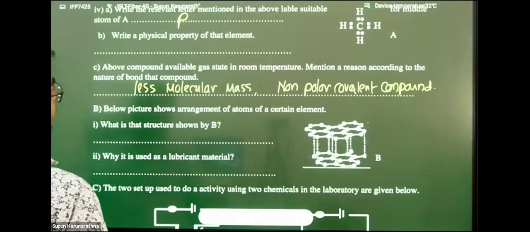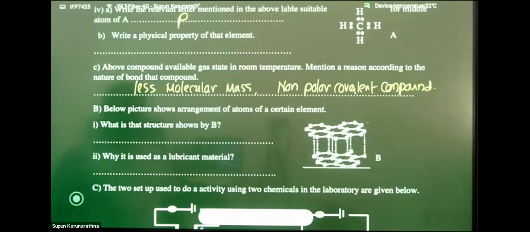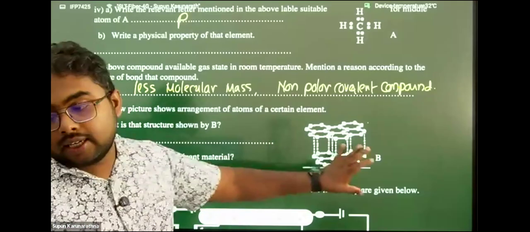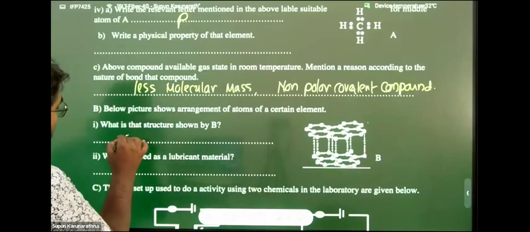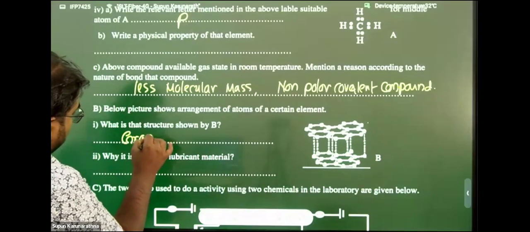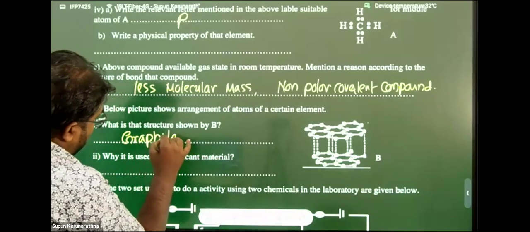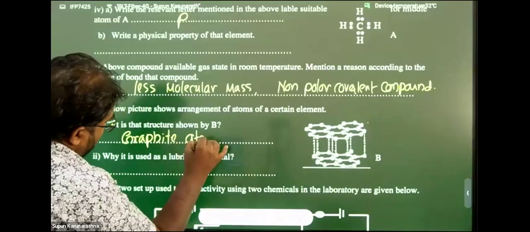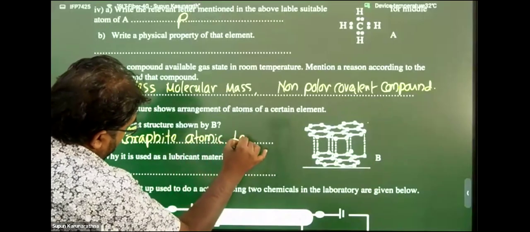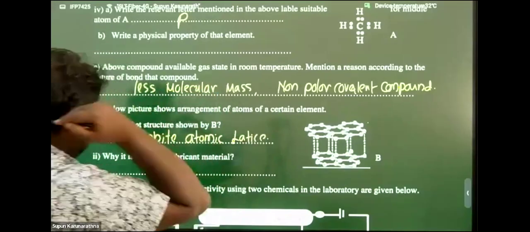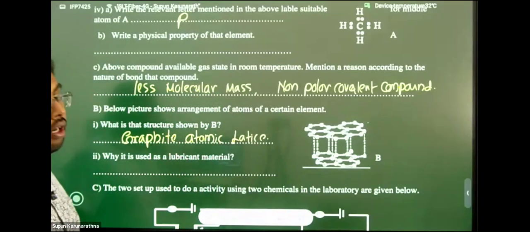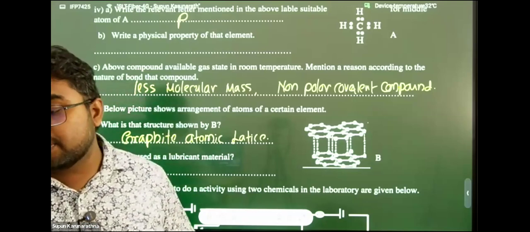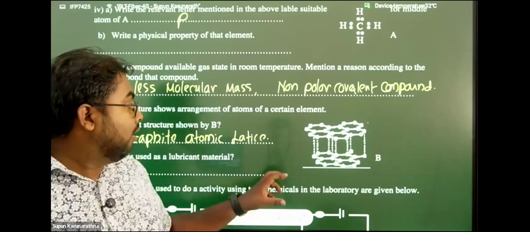Below picture shows the arrangement of atoms of a certain element. What is the structure shown by B? It's a graphite atomic lattice. Why is it used as a lubricant of metals? We know that we can use it as a lubricant of the metals.